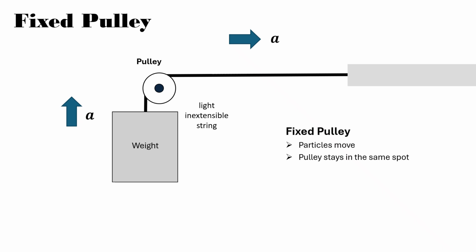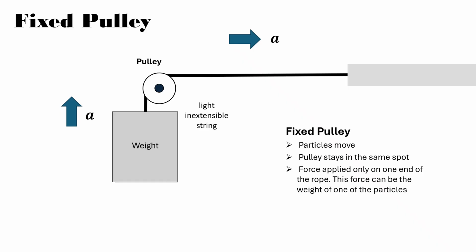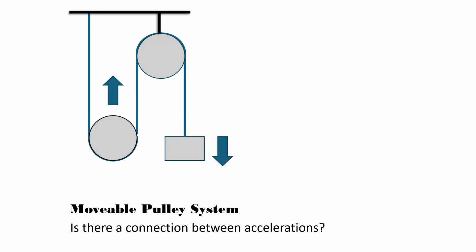So for our fixed pulley, the particles are moving, but the pulley stays in the same place, and the force is applied to one end of the rope. So that may be one weight is heavier than the other, and there will be a movement. When we have a situation like this with the fixed pulley, both particles have the same accelerations. So you can see here with those blue arrows and the A, that is telling us that the acceleration is the same. Now, with movable pulleys, we have two different scenarios.